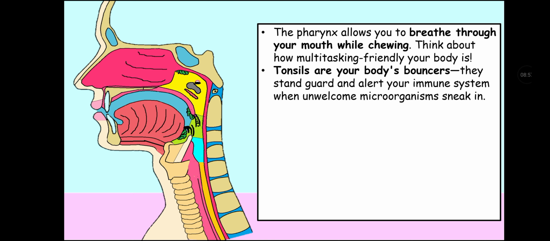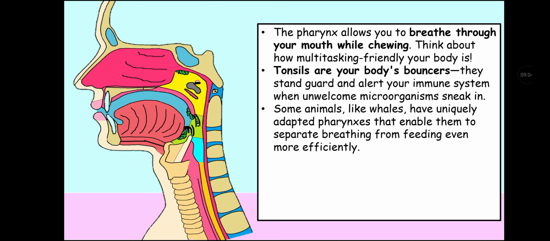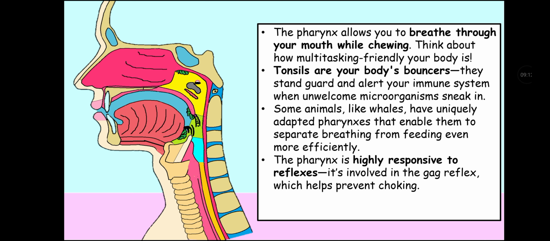Second, tonsils are your body's bouncers. They stand guard and alert your immune system when unwelcome microorganisms sneak in. Third, some animals like whales have uniquely adapted pharynxes that enable them to separate breathing from feeding even more efficiently.